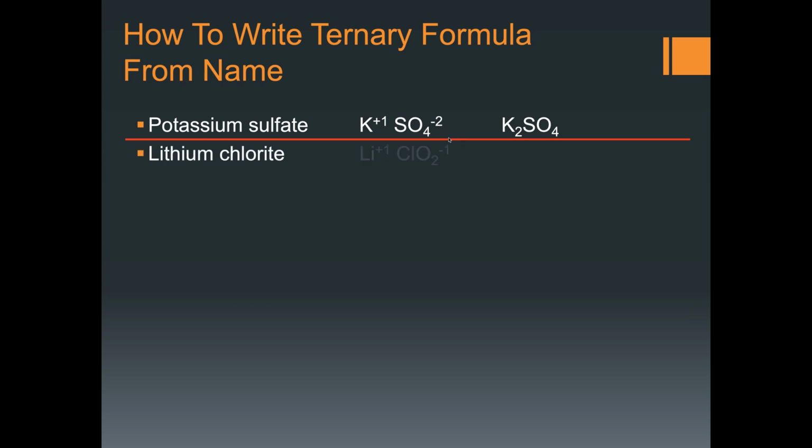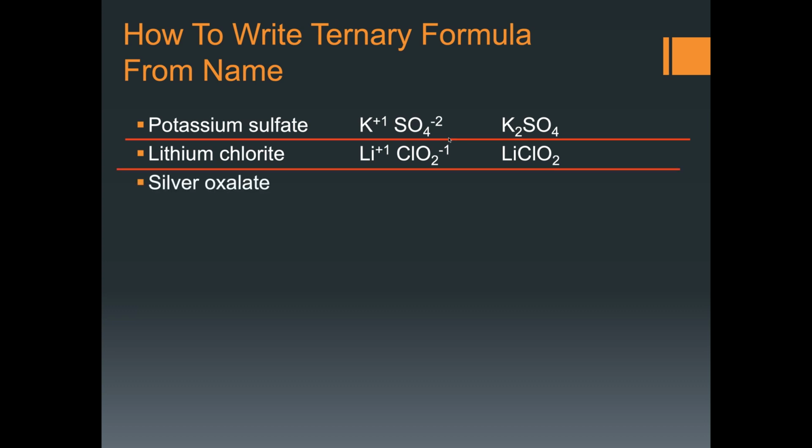Lithium chlorite, they're both the same size charge, so they just cancel out. We don't have to drop and swap anything. Silver oxalate, well, again, we're going to drop and swap the 2, but a 1 that we're not even going to write will drop and swap to the oxalate. So that makes the formula writing easy.